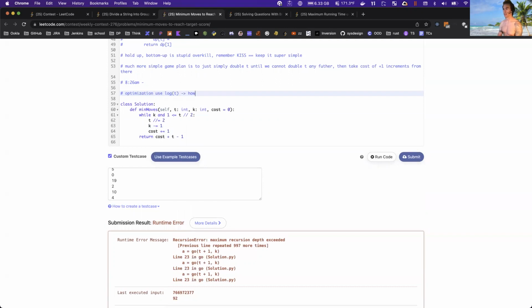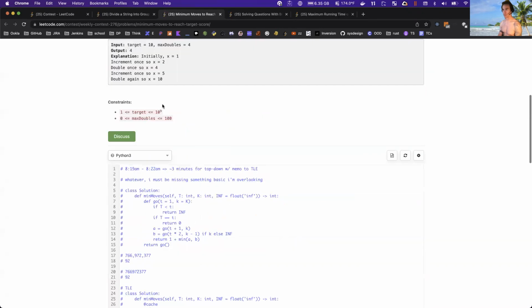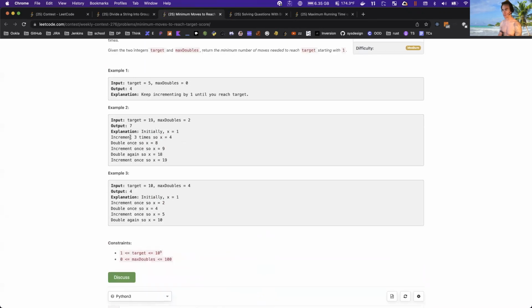This is basically how many times can I divide log base 2. Right, divide t by 2 until it is less than or equal to 1. Okay, let's see what happens here. Okay, so 4 is correct for the first one, 5 is not correct for the second one.